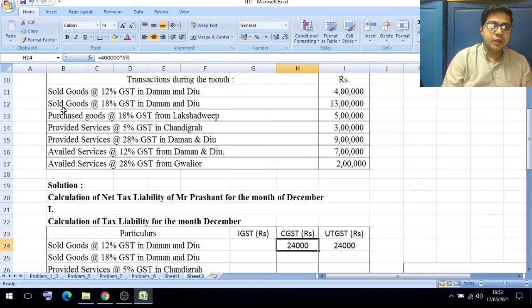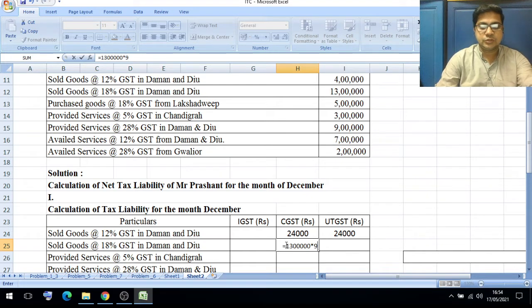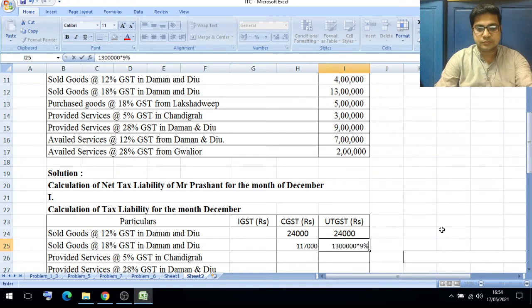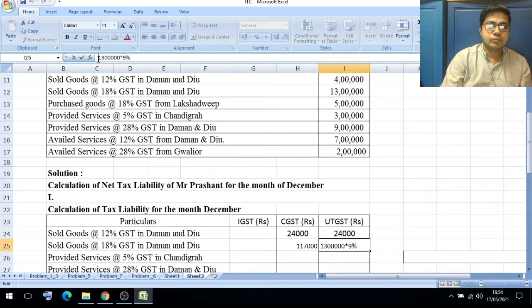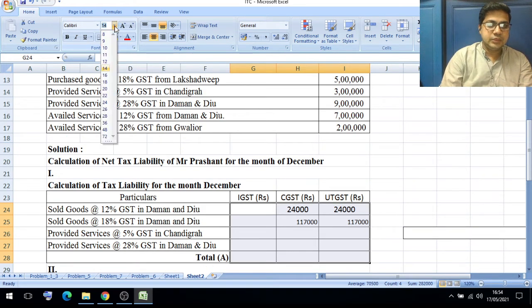Okay, fine. Now next, again Mr. Prashant sold goods at 18% GST in Diu and Daman, 13 lakhs. A similar type of transaction. The goods sold at 18% GST and the value of goods is 13 lakhs. On that we have to charge 9% because the total percentage is 18%. So 9% for CGST and the rest 9% for UTGST. 13 lakhs into 9%, so 1,17,000 is the tax on this particular sale.